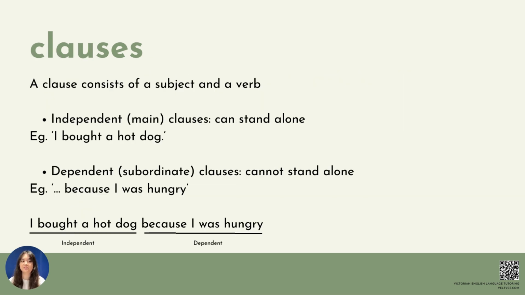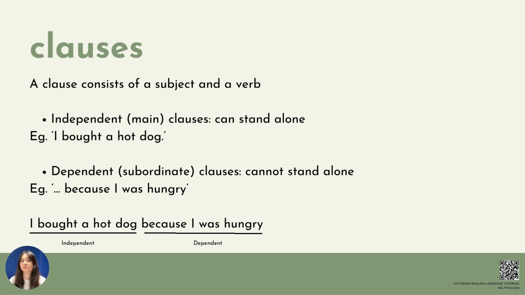Clauses consist of a subject and a verb. We have two types of clauses: independent and dependent. Independent clauses can stand alone. So, I bought a hot dog. You can walk up to someone and use an independent clause. It makes sense.